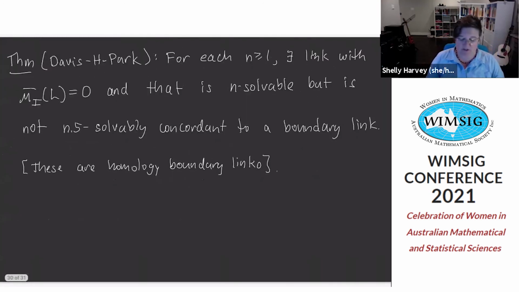The bad news is once you get past 0.5, things kind of are bad. So the main theorem, which is maybe a disappointing theorem, is that for each n, there exists a link where the Milnor's invariants are all 0, so we don't have those obstructions. They're going to be n-solvable, so n-solvable means that it is n-solvably equivalent to a boundary link because the unlink is a boundary link. But it's not going to be n.5-solvably concordant to a boundary link.